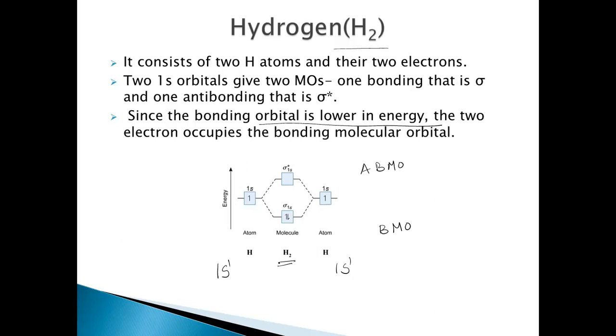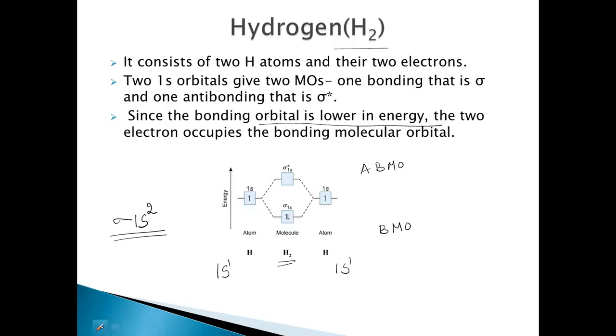So what is the configuration of this now? How can I write it? Simple, right? This is sigma 1s, and there are two electrons in the bonding molecular orbital, so sigma 1s squared. This is how you represent the electronic configuration of the hydrogen molecule.